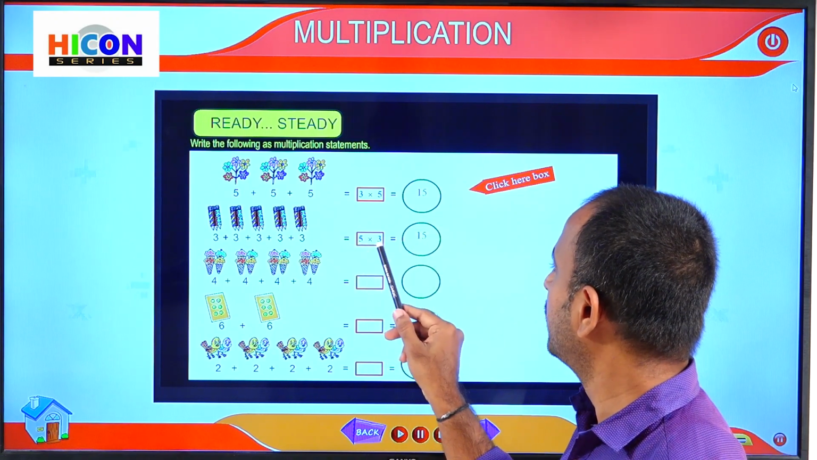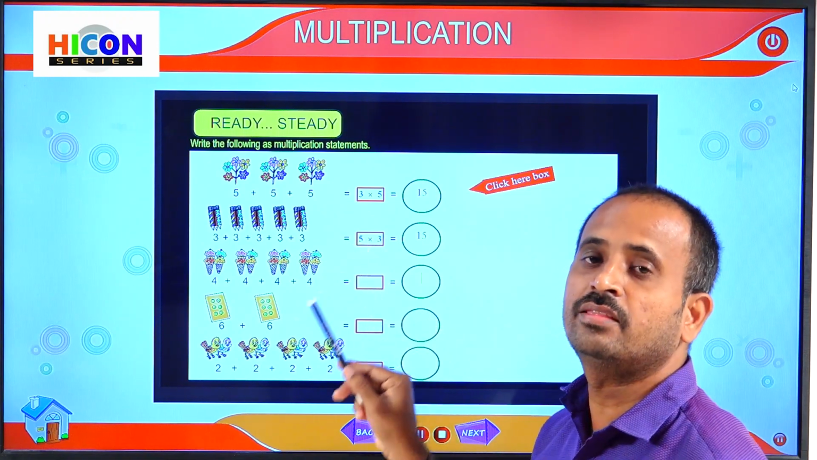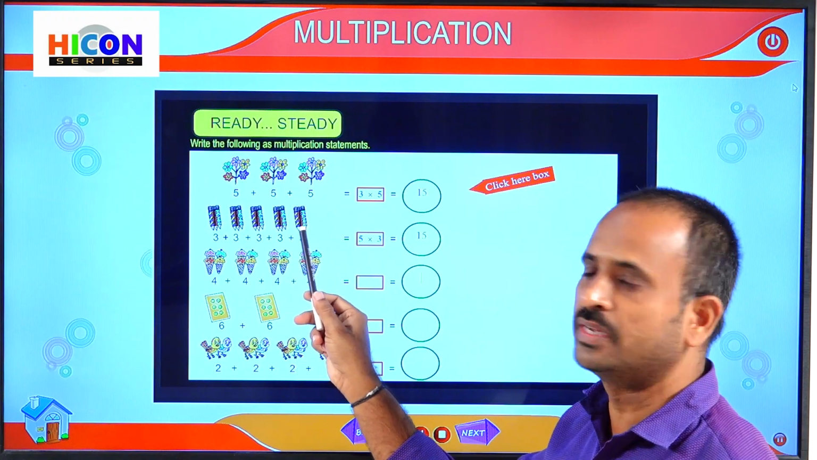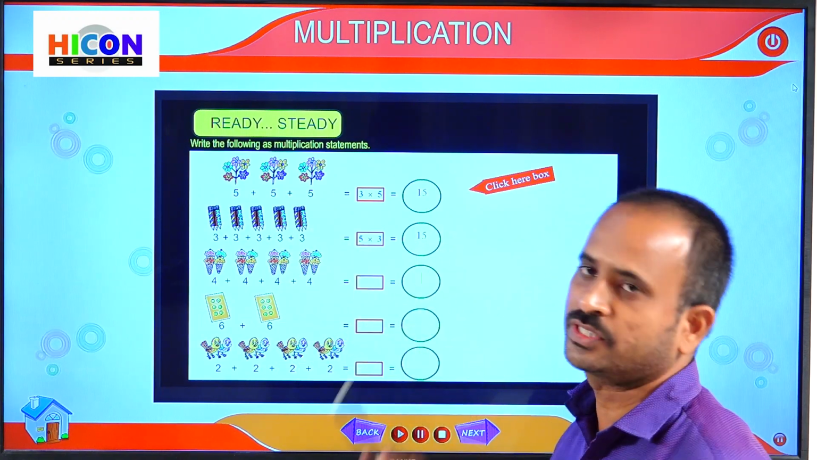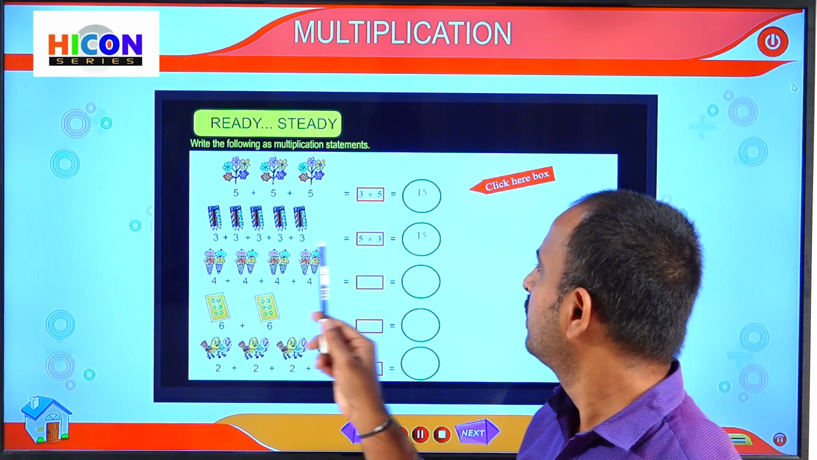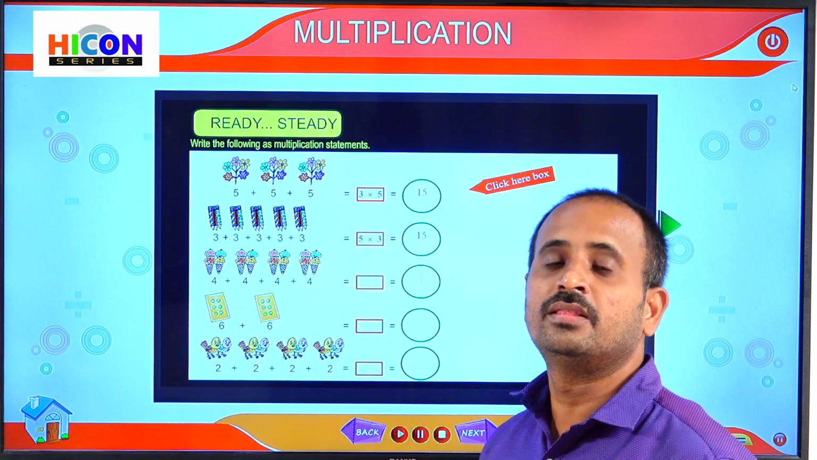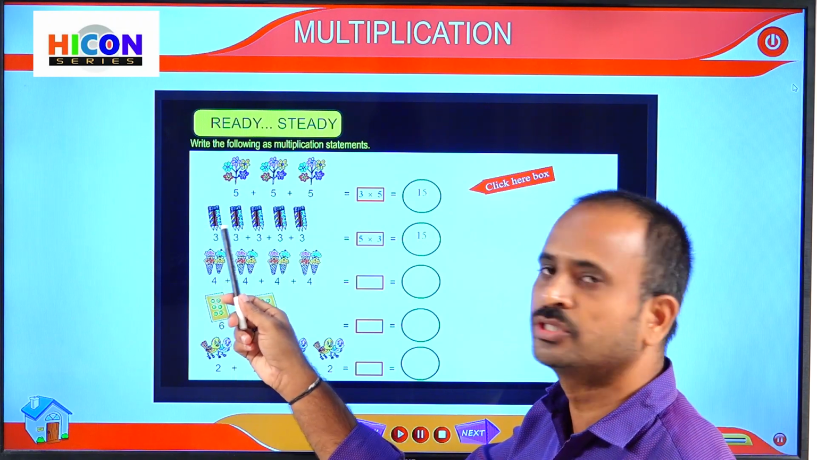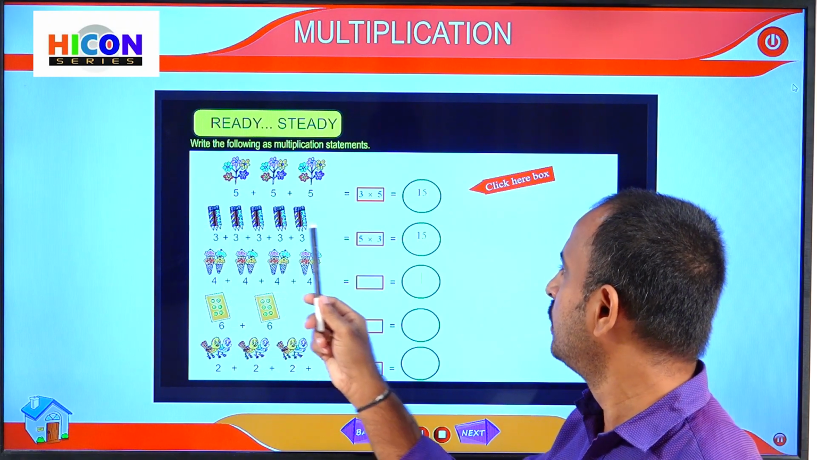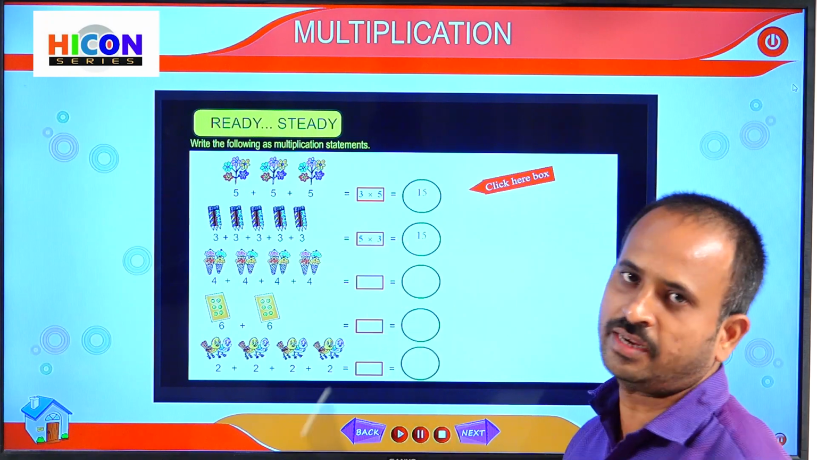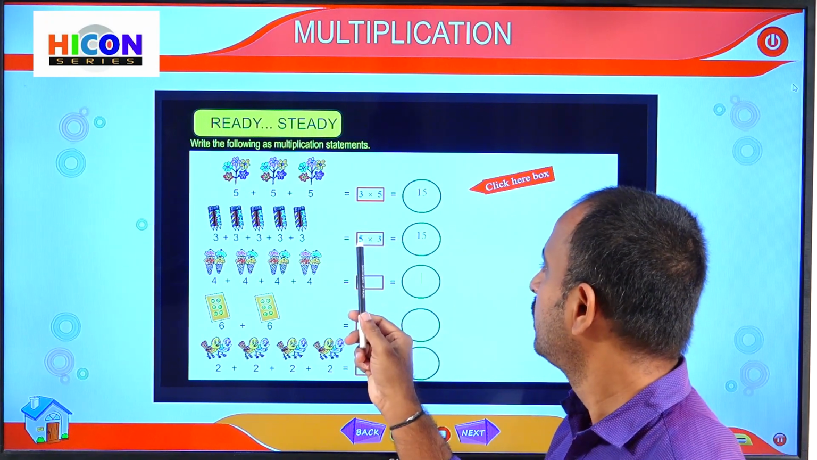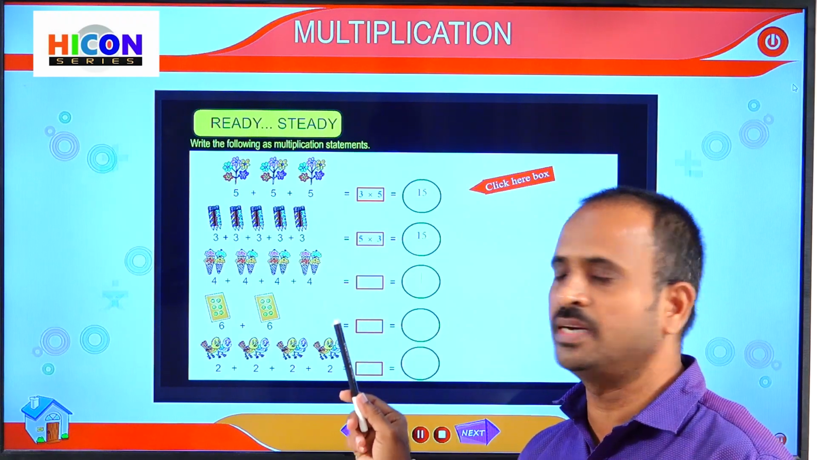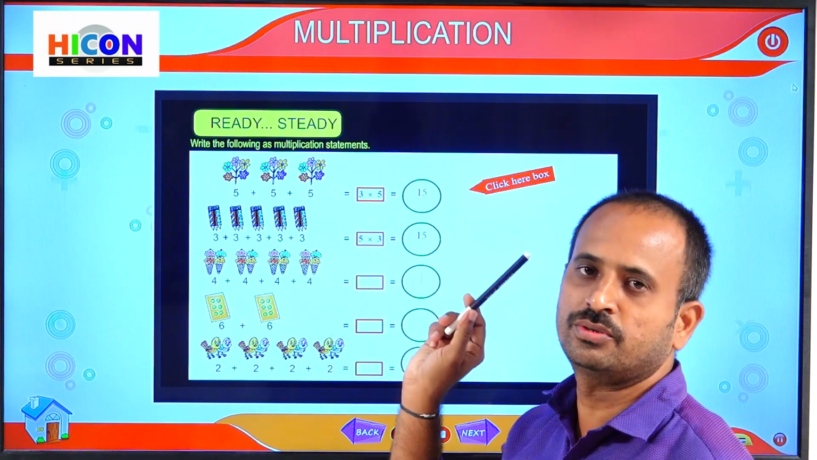In multiplication, first we have to write the number of groups. How many groups are there? Total 5 groups of pencils. So write 5 first. And the second number represents the number of objects in each group. How many pencils are there in each group? In each group there are 3 pencils. So write 3 as the second number. The first number represents the number of groups and the second number represents the number of objects in each group.